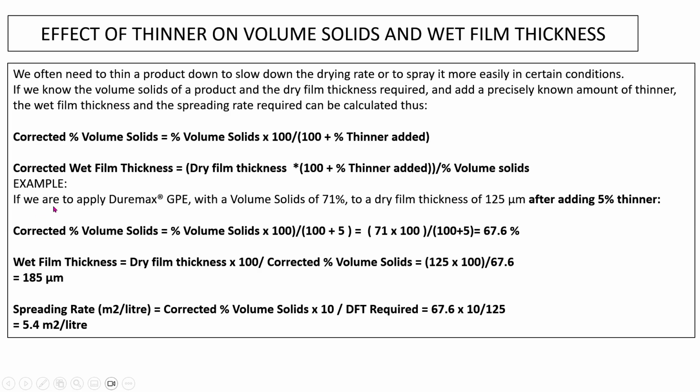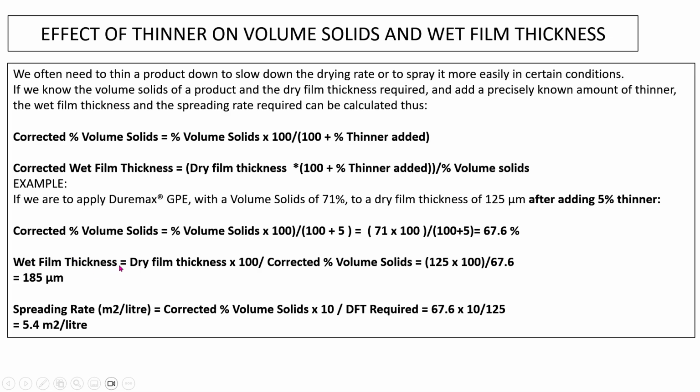So for example, if we apply Duramax GP paint with a volume solid of 71% and we want a dry film thickness of 125, after adding 5% thinner, you have to calculate the new volume of solids. New volume of solids will be earlier volume of solid, 71, into 100 divided by 105, that is new. Now new corrected volume of solids will be 67.6. Earlier it was 71. As you have added 5% thinner, your solid volume will come down.